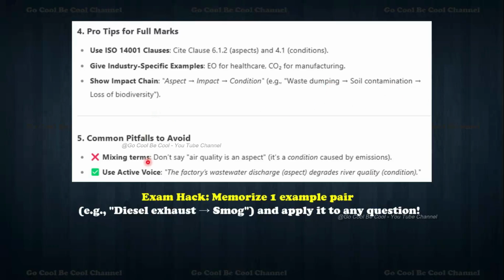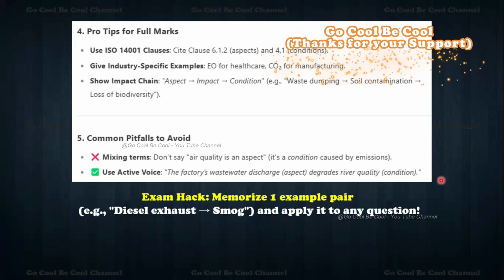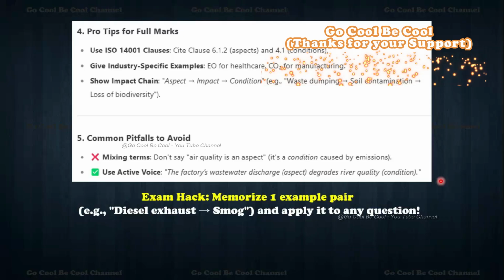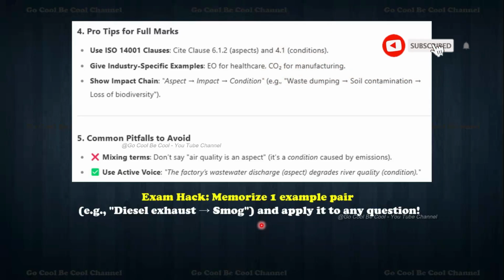Common pitfalls to avoid are mixing up terms. Don't say air quality is an aspect, it's a condition caused by the emissions. Use active voice: the factory's wastewater discharge, that is the aspect, degrades river quality, that is the condition. Condition is the damage, where it is damaged, that is the condition. So what is going to happen is the aspect generally. Exam hack: memorize one example pair. Make sure you write it each and everywhere. So diesel exhaust and smog, and apply it to any question at all.